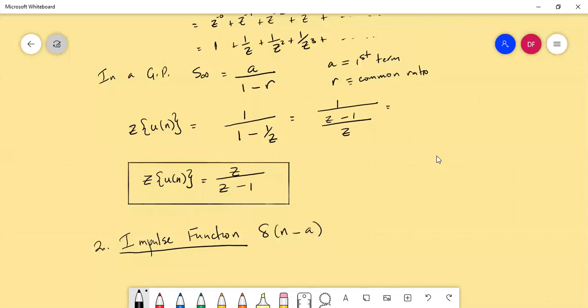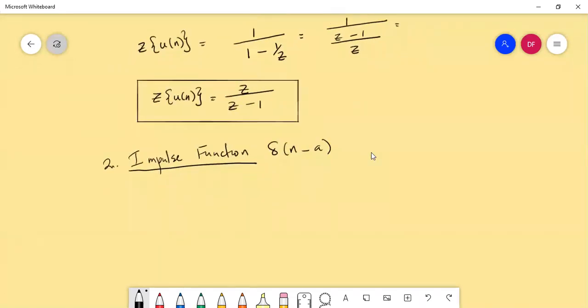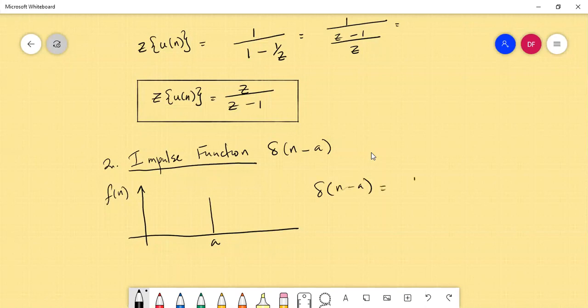All right. The next one we want to look at is the impulse function. I'm basing the impulse function as occurring at a time A. So the impulse function is equal to 1 when n equals A and 0 otherwise. So it's just a spike.